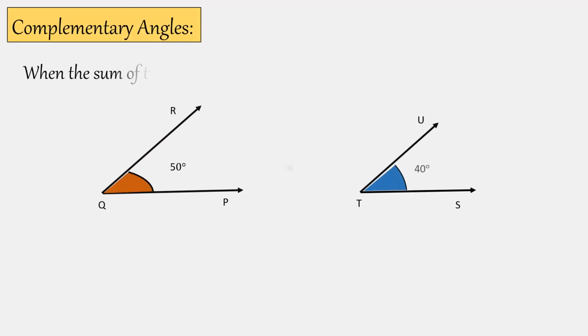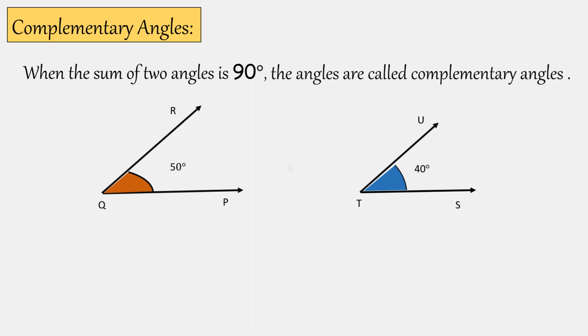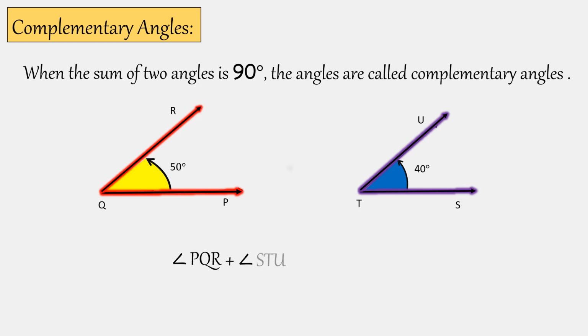Complementary angles. When the sum of two angles is equal to 90 degrees, the angles are called complementary angles. Here, angle PQR and angle STU are complementary angles because the sum of these two angles is 90 degrees.